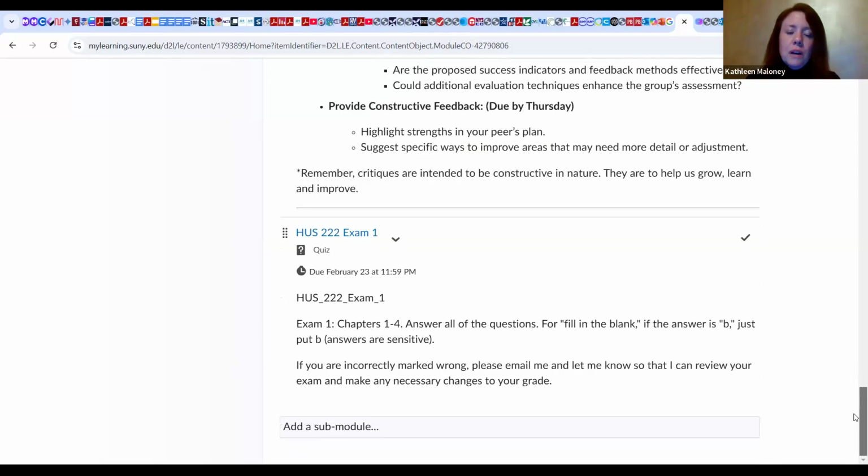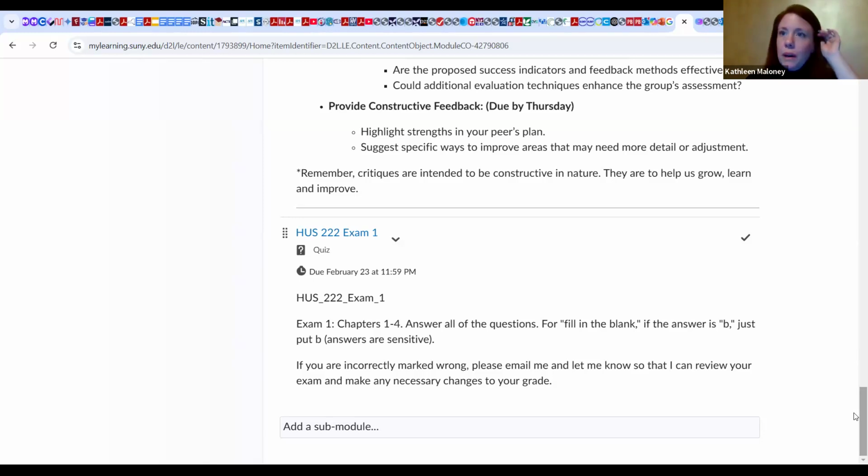In addition to the discussion forum, which obviously is a lengthy project within itself for this particular week, you also have your first exam. And this exam is going to cover chapters 1 through 4. And again, just be aware of the potential trickiness with the exam, in that if you have a fill in the blank, for example, and the answer is B, just put B.